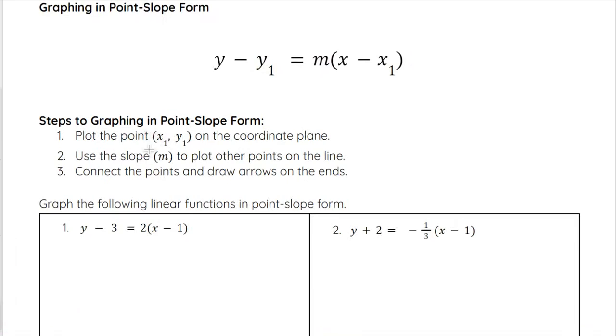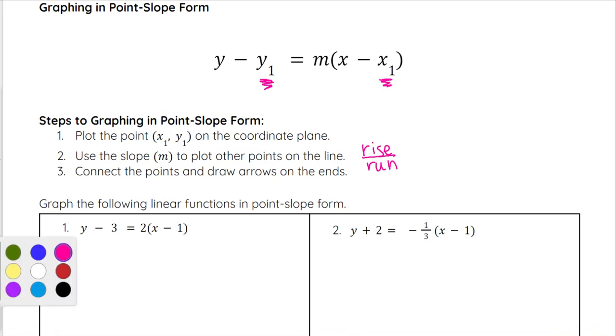So to graph in point-slope form, we are going to follow these three steps. We will start by plotting the point x1, y1. So the x1 and the y1 come together to be one ordered pair that will be a point on the line. From that point, you will use the slope, the rise over the run, and we will plot at least one other point on the line, but you can plot as many points as you can using the slope. But really, you only need at least one other point to create that line.